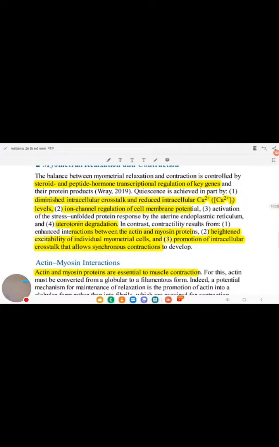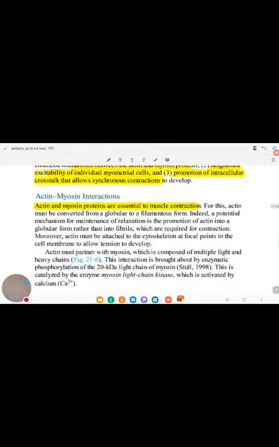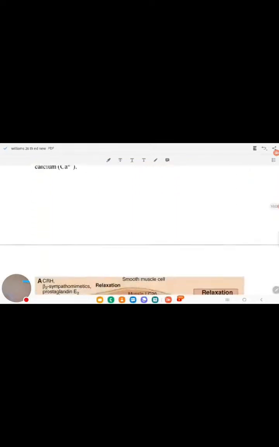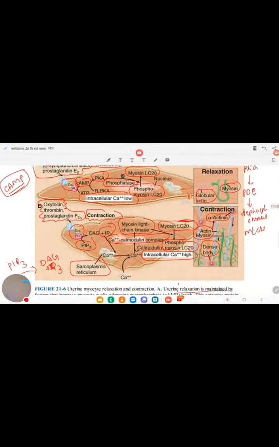What are the factors that maintain the uterine contractility? Enhanced interaction between the actin and myosin protein. First one, the heightened excitability of individual myometrial cells promotes intercellular crosstalk and allows the synchronous contraction to develop by the help of calcium, actin-myosin interaction. Okay, you understand this thing?